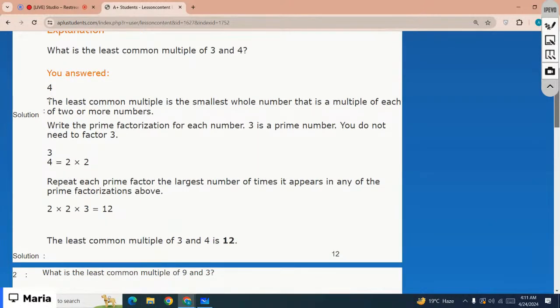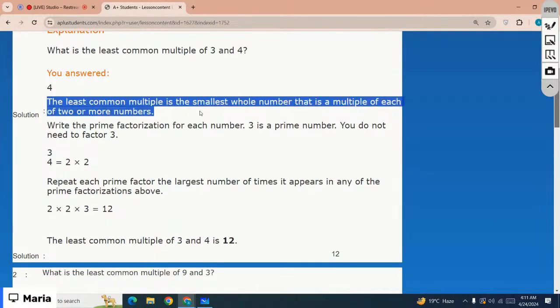Here you can see the least common multiple is the smallest whole number that is a multiple of each of two or more numbers, right? So write the prime factorization for each number. 3 is a prime number. You don't need to factor 3, right? So you have to factor the other number, and 3 times 4 is 12. The correct option is 12, right?